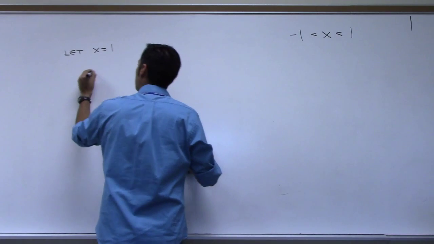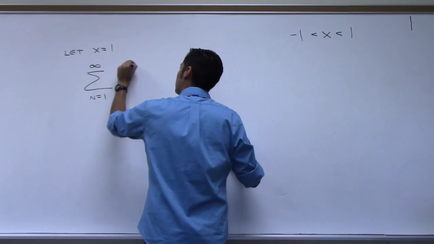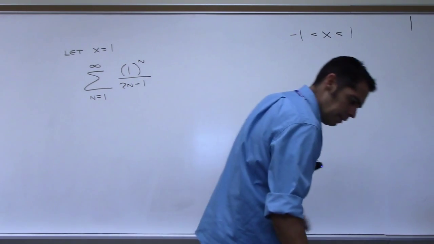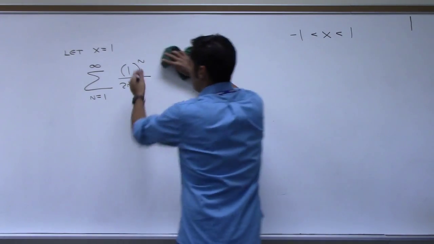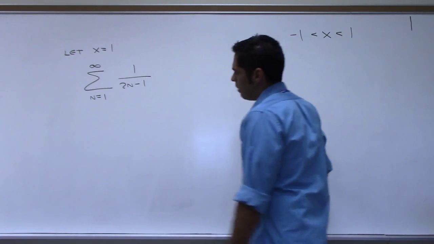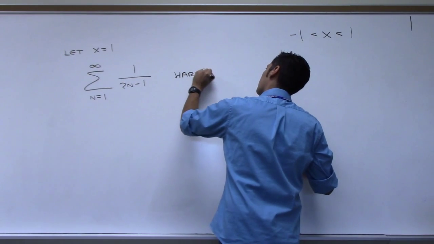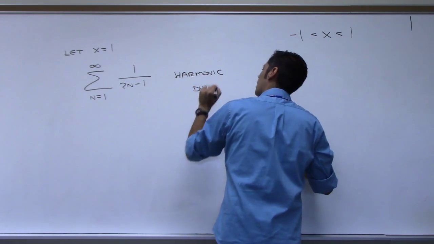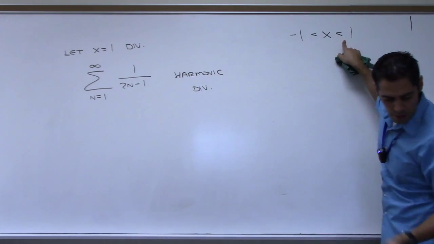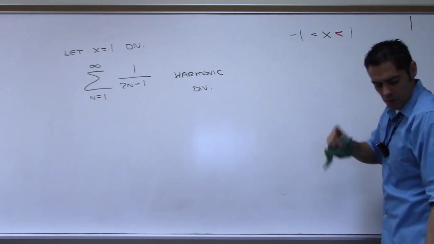I'm going to let x be 1. If x is 1, this sum becomes n equals 1 to infinity of x to the n over 2n minus 1, I believe. Yes, and of course 1 to any power is just 1. And do you recognize this? Harmonic, diverges. So this diverges, which means we do not want to include 1, right? We do not want 1, so I'm going to put the red here. That's what we have for sure. We don't want to include 1.